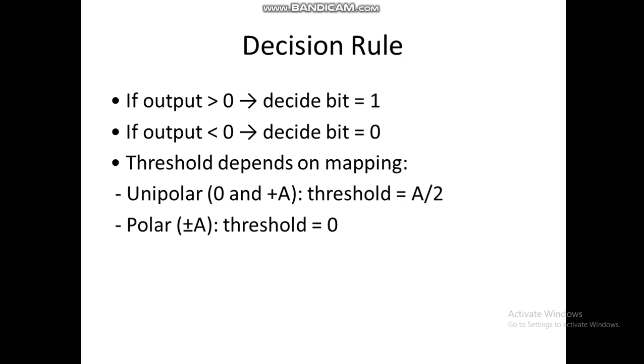So how is it going to decide? If the output is greater than 0, it decides bit 1 was transmitted. If the output is less than 0, it decides bit 0 was transmitted. So it decides based on the threshold. For unipolar, that is 0 and plus A, the threshold is A by 2, and for polar plus or minus A, the threshold is 0.